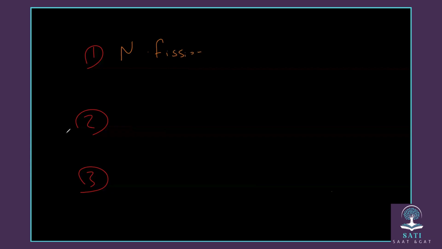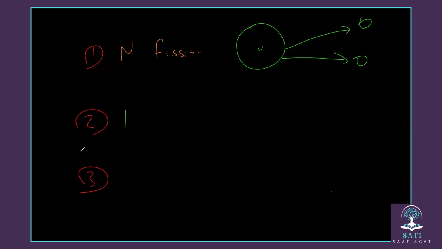Okay, what is nuclear fission here? Nuclear fission is when we have a big nucleus, and it gets split into two smaller ones. I'm talking about the nucleus, right? We are talking about nuclei. So if we have a big nucleus and it gets split into two smaller ones, we call it nuclear what? Fission.